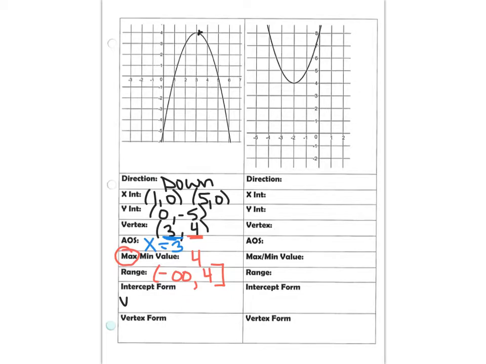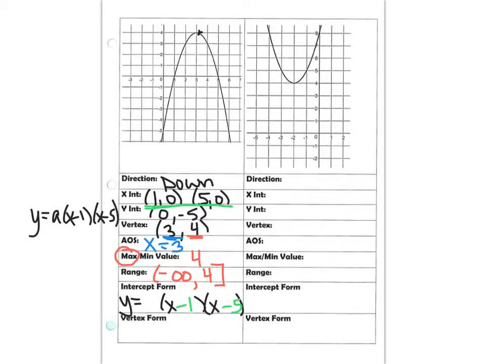So my intercept form would be y equals something, parentheses x, parentheses x. So I go back to my intercepts, and I change the sign. So instead of +1, I put -1. Instead of +5, I put -5. And I'm going to go ahead and solve for a on this one. So y equals a times x minus 1, x minus 5.